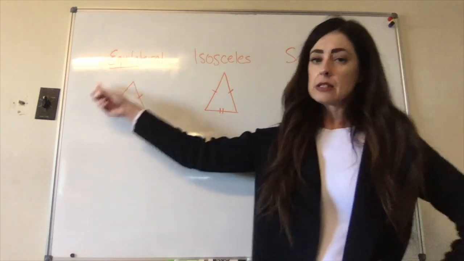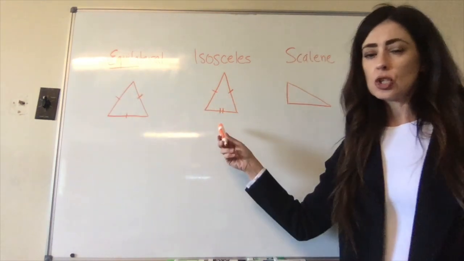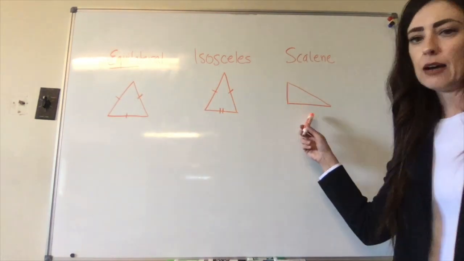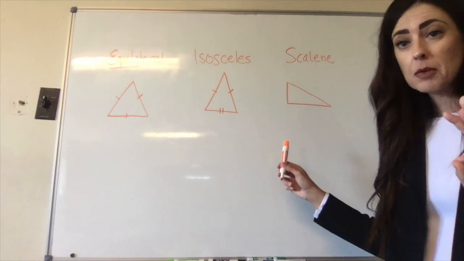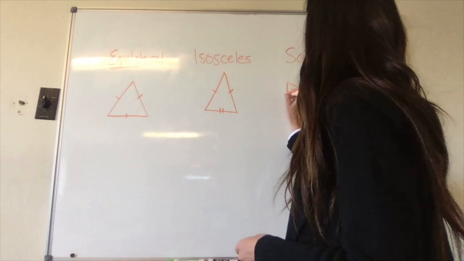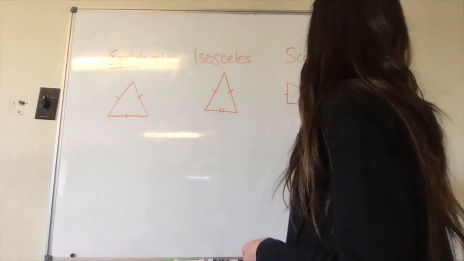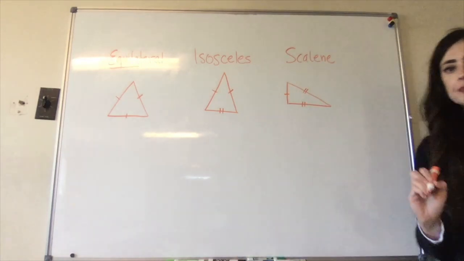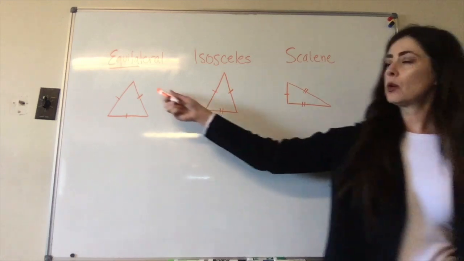Okay, so this one has all the same. This one has 2. What do you think this one's going to have? 3 different tick marks, right? Because it has 3 different measurements of sides. So I have 1 there, 2 here, and 3 there, okay? So equilateral, isosceles, and scalene.